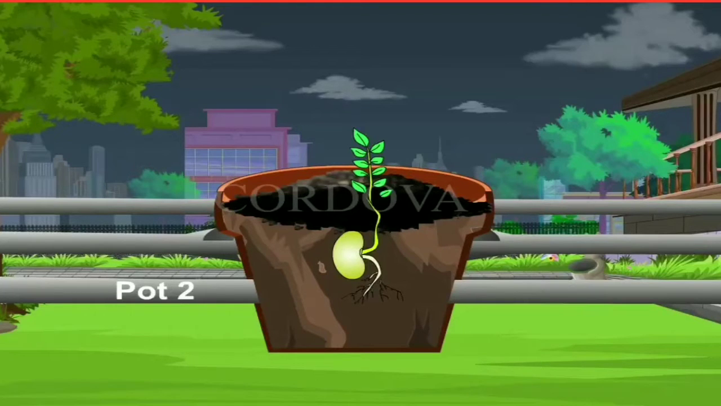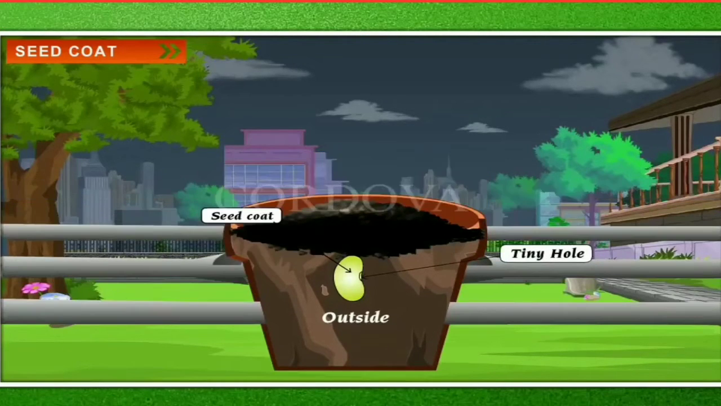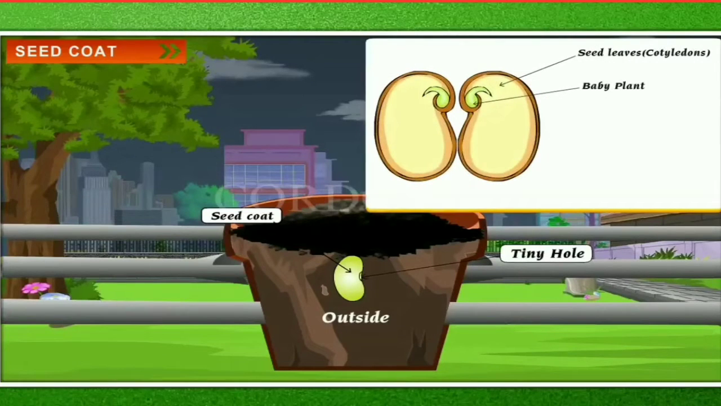In this chapter, we will learn how new plants grow from seed and other parts. Structure of seed. Seed coat. The thick outer covering of the seed is called seed coat. It protects the seed. It has a tiny hole on one side. This hole allows water to enter inside the seed.